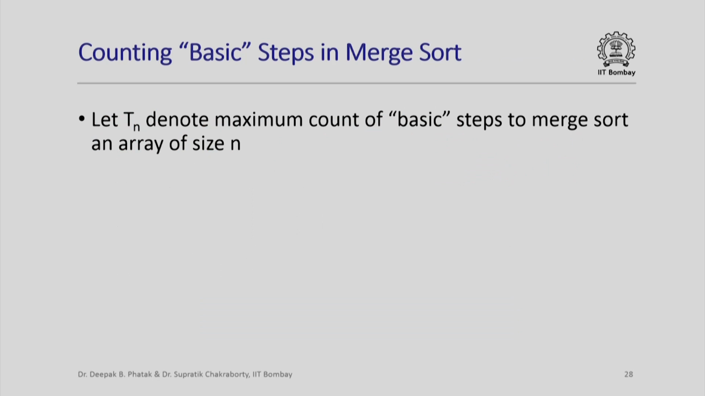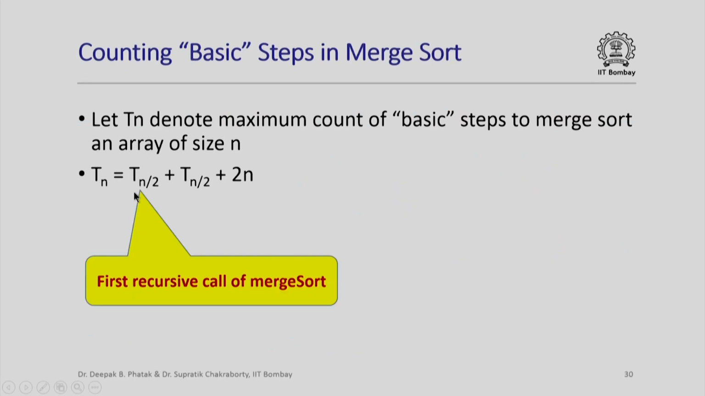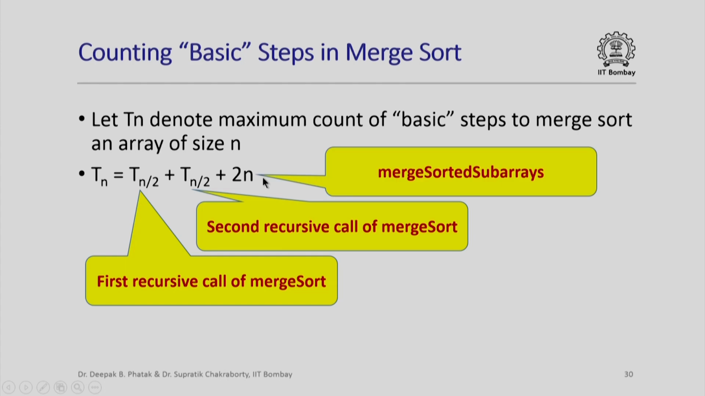Now how many basic steps would the whole of merge sort require? Let T(n) denote the maximum count of basic steps to sort an array of size n by merge sort. If you look at how merge sort operates, it basically recursively calls itself twice with half the array sizes, and then it merges the two sorted subarrays. So T(n) should be equal to T(n/2) to account for the first recursive call of merge sort, plus another T(n/2) to account for the second recursive call, and then plus 2n, which is to account for the call to merge sorted subarrays. And of course, the termination case here is T(1). When I have an array of size 1, I need exactly one basic step.